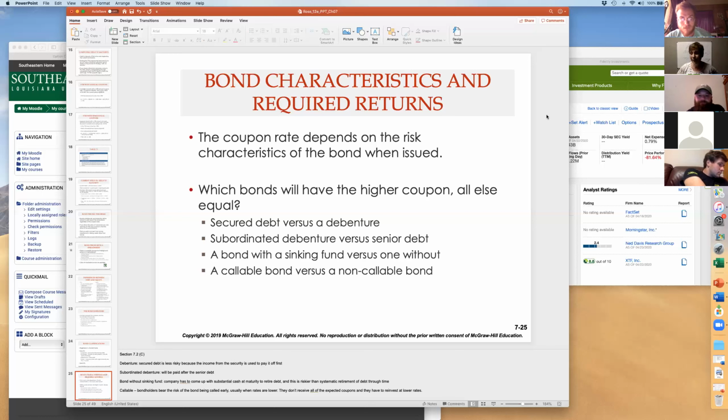With subordinate debt, that subordinate debenture has no security pledged versus senior debt, which one's going to have the higher coupon? All else held constant. Subordinate. Absolutely. Subordinate debt will have a higher coupon. What about a bond with a sinking fund versus one without? Which one will have higher coupons?